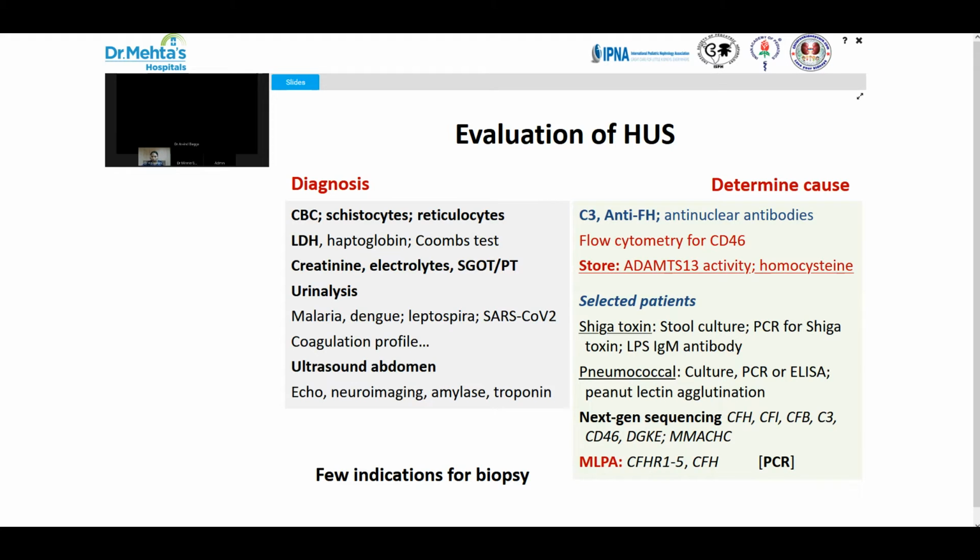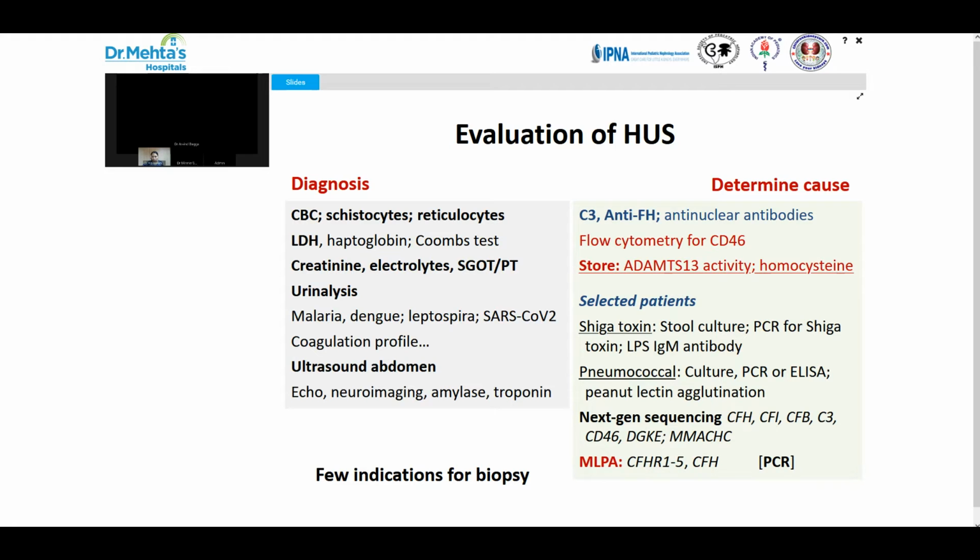You don't need to do anti-nuclear antibodies unless you're suspecting lupus. But again, if you have a child with atypical HUS, and we'll discuss this further, a flow cytometry for CD46 is perhaps essential. As I said, we really can't do levels for ADAMTS routinely, so we would recommend, and these are the guidelines, that we should store samples for ADAMTS13 activity, as well as for homocysteine. And if you can't find a cause, go back to these samples later.